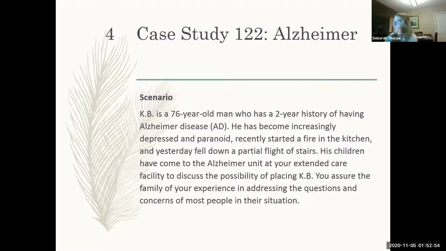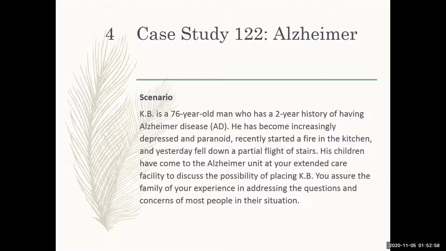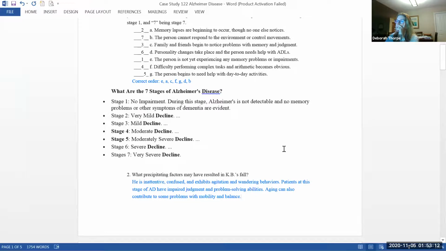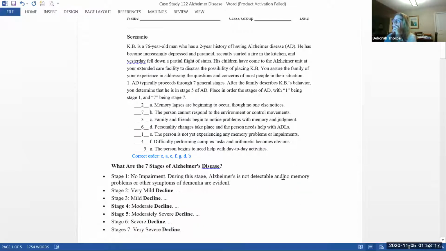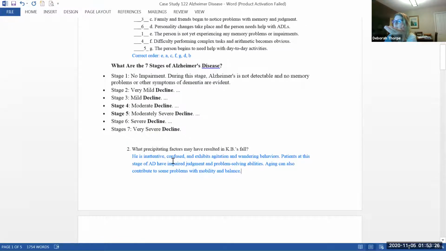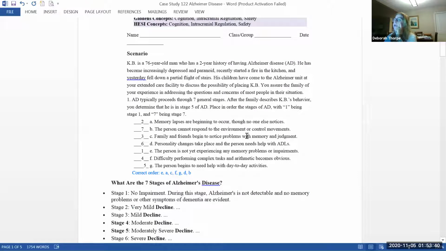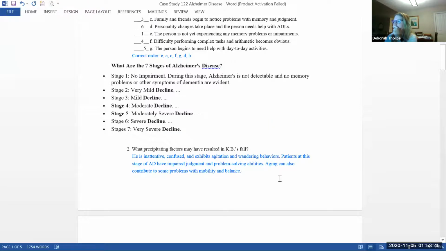Good. All of those, really. Yeah, I just wasn't sure what the correct answer is supposed to be because there wasn't a whole lot of specifics in the scenario. So I wasn't sure if we were supposed to pull directly from there or also come up with other potential factors. Yeah, I was just looking at that myself going, well, they don't really tell you a whole lot, so you're going to have to pull it out, like you did. What do you think, that he fell down the flight of stairs? So I'm thinking he's confused, like you said. He's not paying attention, like Claudia said. Agitation. Where did they say anything about agitation? Oh, I guess paranoid could be construed as agitation. And patients at this stage of AD have impaired judgment and problem-solving abilities. Aging can also contribute to some problems with mobility and balance. Okay.